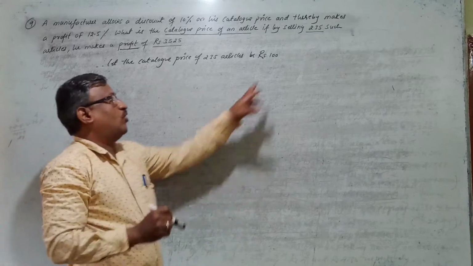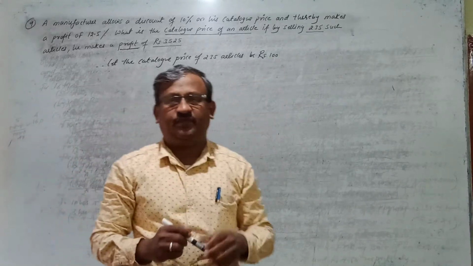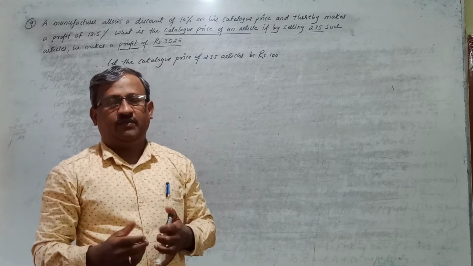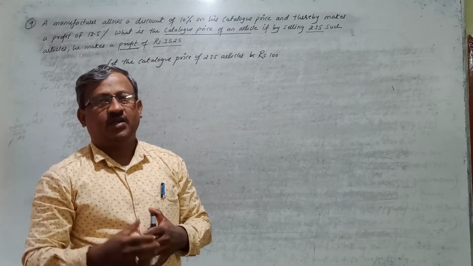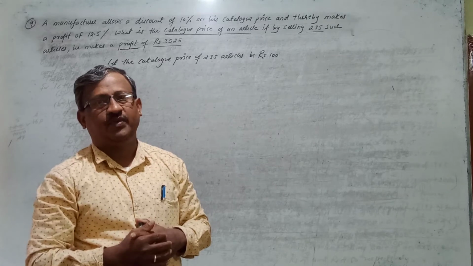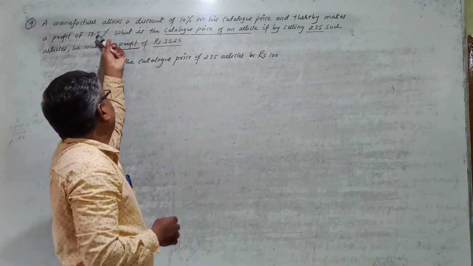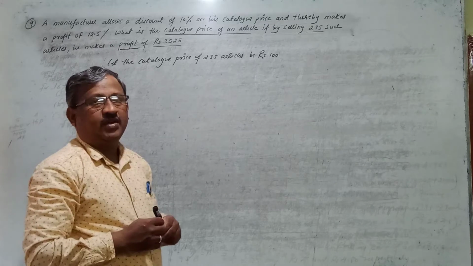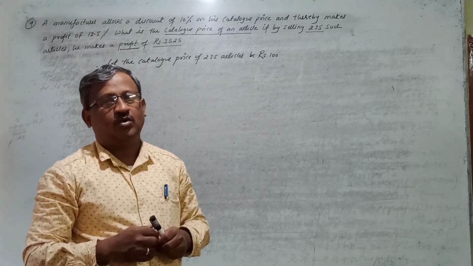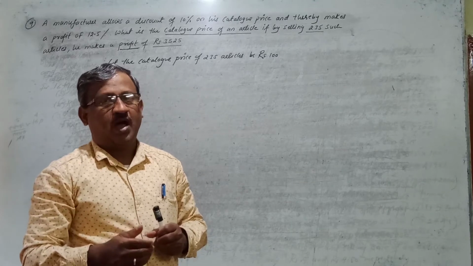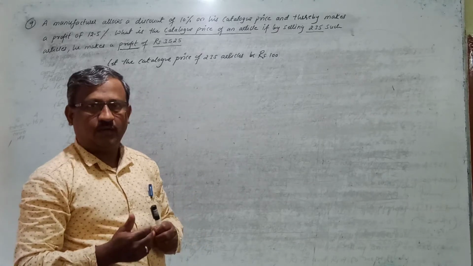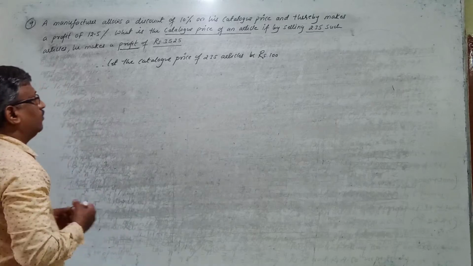Means whatever catalog price is there of the manufacturer, on that he is giving how much? He is giving 10% discount. And after giving 10% discount, how much profit is he making? He is making 12.5% profit. So after giving 10% discount on the catalog price, if the manufacturer is making 12.5% profit, I want to find what is the profit. Clear? So let's calculate the profit.